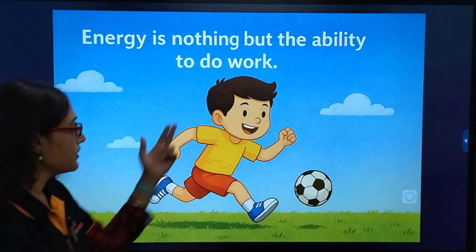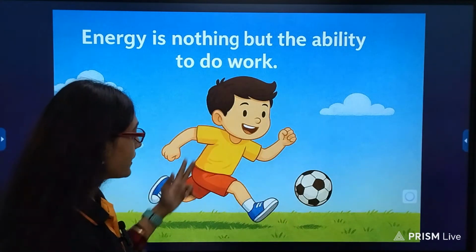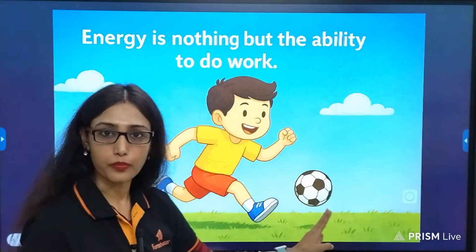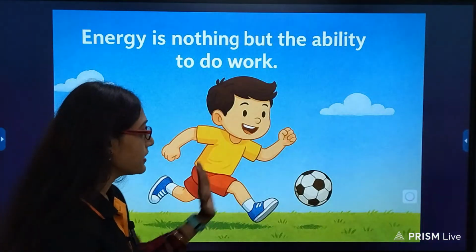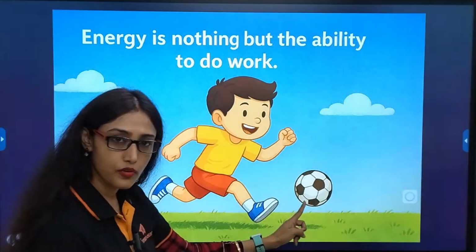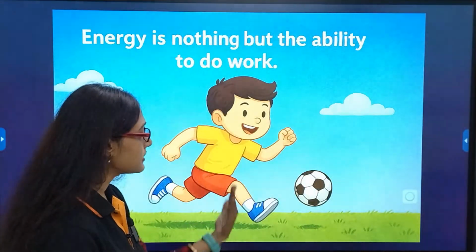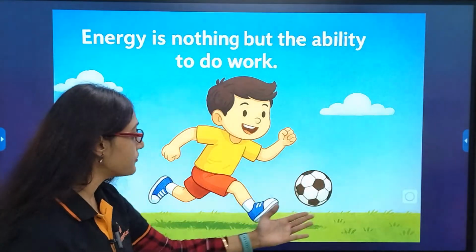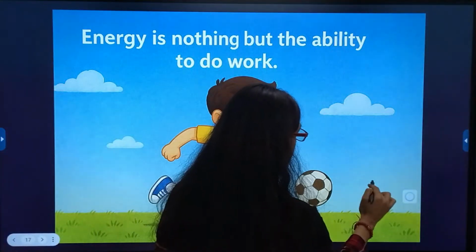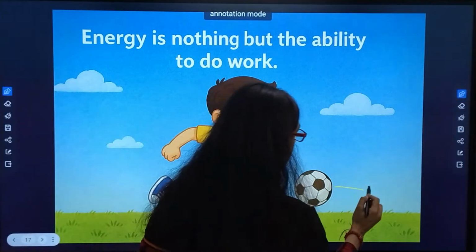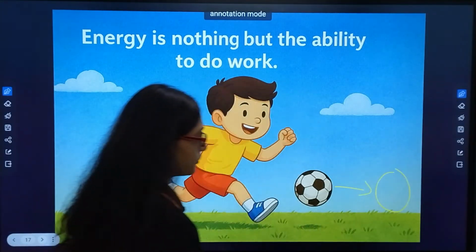See, what can you see over here? The boy is very happy. Why? Because he is playing with the football. So what is he basically doing? He is kicking or pushing the football. That means he is applying some force, right? And what is happening after that? After he applies the force, the ball is displaced from one place to another, right? From here to here, suppose.